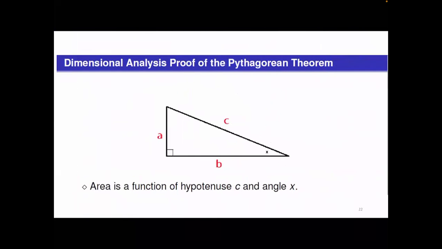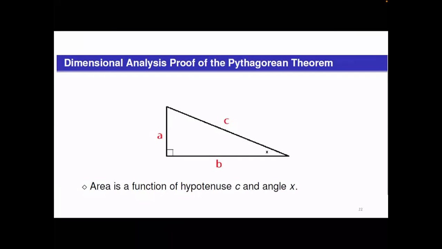Okay, so let me give you a dimensional analysis proof of the Pythagorean theorem. This is one of my favorite proofs. And again, it's a good way to start looking at problems at a high level and see what's really coming into play. So let's think about area. Area is a function of the hypotenuse C and the angle x. And we'll see later, when we review trigonometry, that A is going to just be C sine x and B is going to just be C cosine x. And so of course the area is going to be C squared times sine x cosine x over 2.